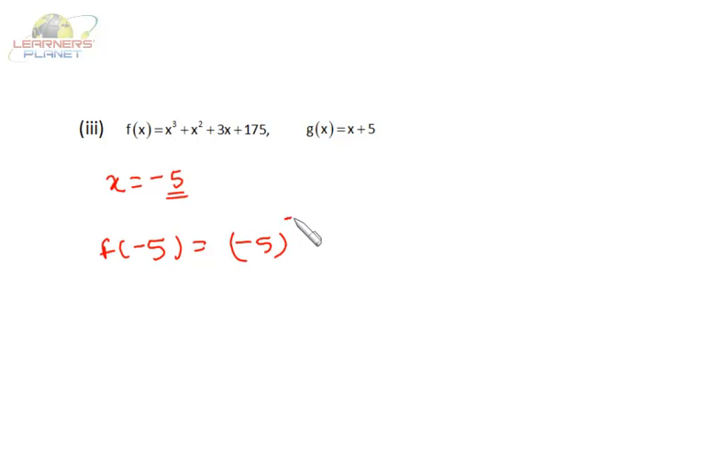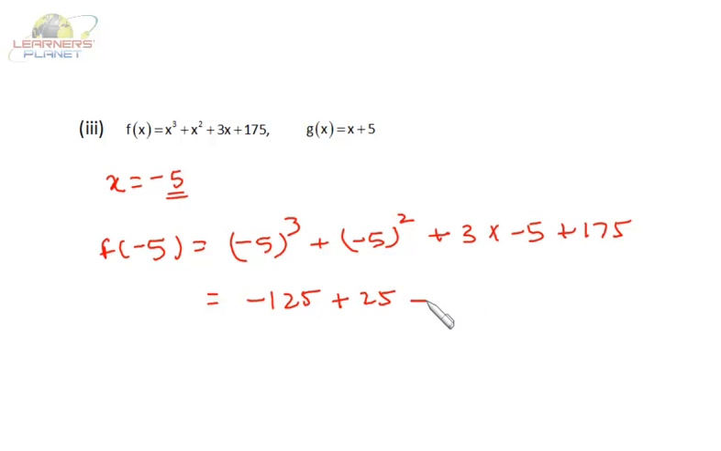So it's minus 5 cube plus minus 5 square plus 3 into minus 5 plus 175. So it's minus of 125 plus 25 minus 15 plus 175. So 175 plus 25, 200 minus 140, that is 60. So we are not getting 0 in this case. That means x plus 5 is not a factor of x cube plus x square plus 3x plus 175. Okay, isn't it so easy? Let's do one more problem.